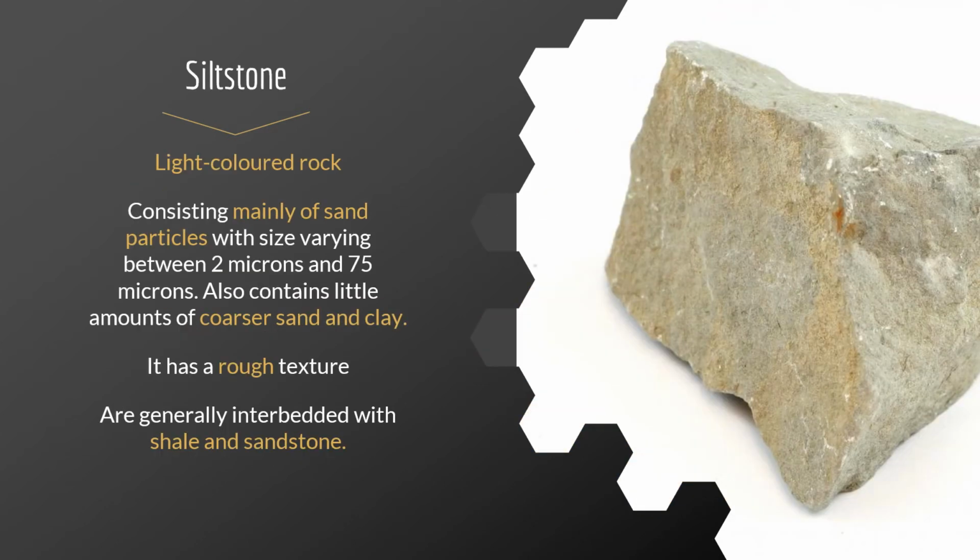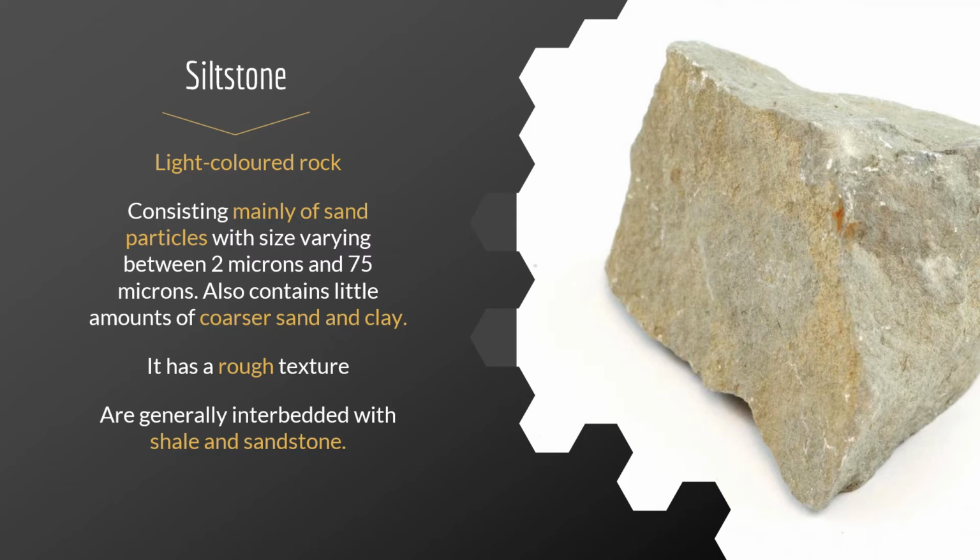The next one is the siltstone, which is a light-colored rock consisting mainly of particles with size varying between 2 microns and 75 microns. It also contains small amounts of coarser sand and clay. Siltstone has a gritty feel, which is an identifying character in a hand specimen. Siltstones are generally interbedded with shale and sandstone. Those were all sandstones.